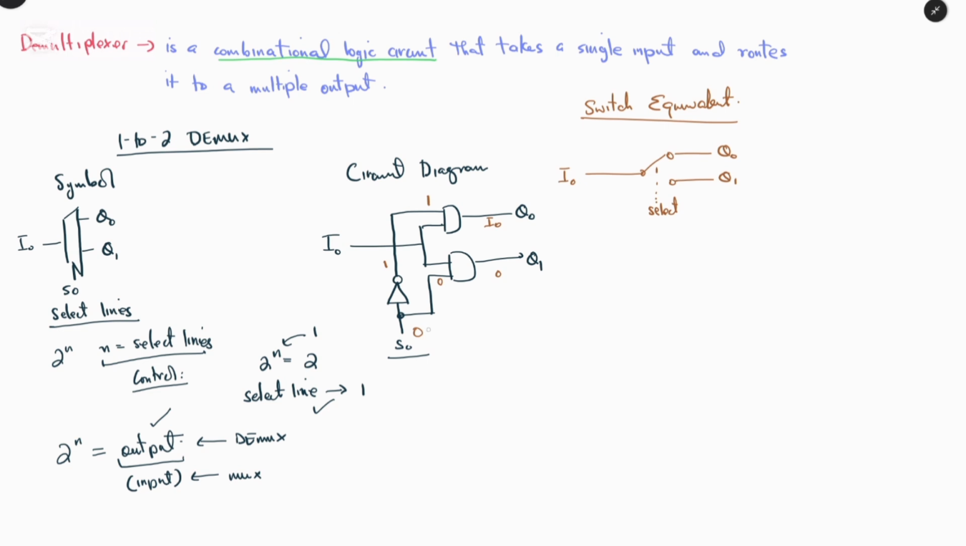And if we have 1 passing through the select line, we know that this will be 1, so 1 with any of the input will still give us I naught. So there are only two states, 1 and 0, for these select lines. Having this idea in mind, we can draw the truth table such that we have only one select line, let's say S naught, and we have the output, which is Q naught or Q1.